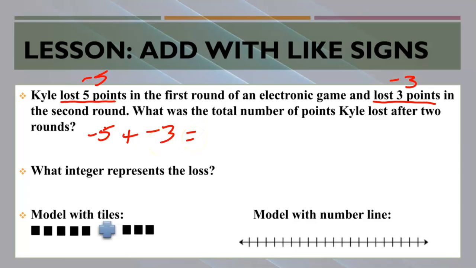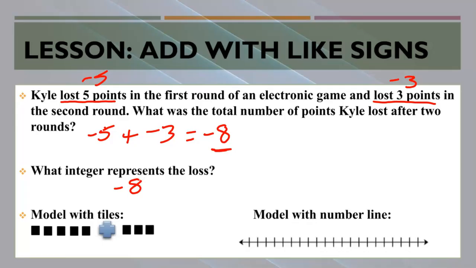Since they're both negative, they're both the same sign, I'm going to take the two numbers and add them together. So 5 plus 3 is 8. Since they're both negative, my answer is negative. Now it says, what integer represents the loss? We found that it's -8. -8 is an integer, and that -8 represents the total number of points Kyle had lost.